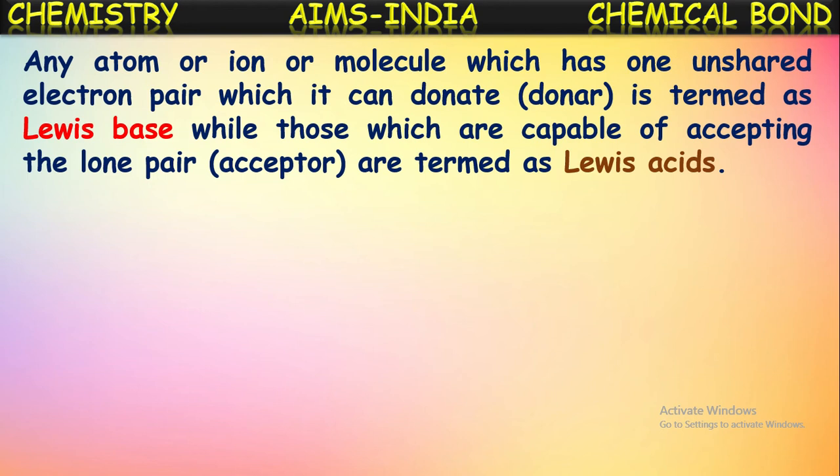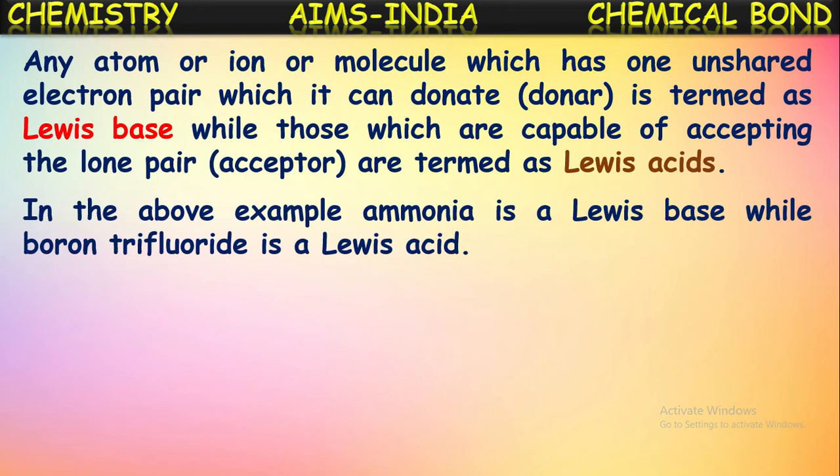Okay, in the previous example, that is in the formation of the ammonia boron trifluoride molecule, ammonia is donating a pair of electrons, so ammonia is said to be a Lewis base, while boron trifluoride is accepting that pair of electrons from ammonia, so boron trifluoride is said to be a Lewis acid. Okay, the acceptor is called the acid, the donor is called the Lewis base in the formation of a dative bond.